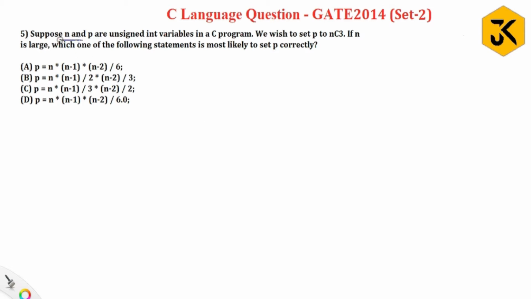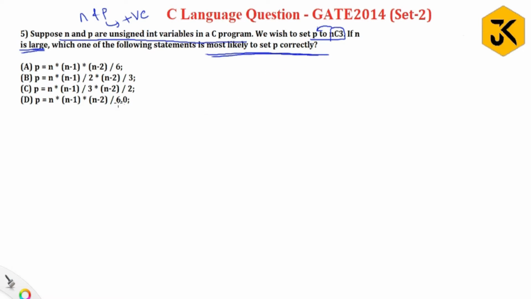Suppose N and P are unsigned int variables in a C program. Means they have given two variables N and P, both are unsigned int variables, which will accept only positive values. We wish to set P to NC3. Means the value of NC3 needs to be set to the variable P. If n is large, this is important. If n is large, which one of the following statements is most likely to set P correctly?